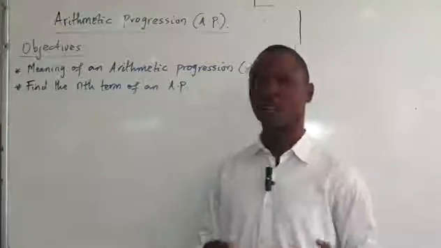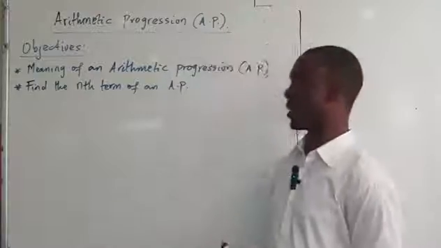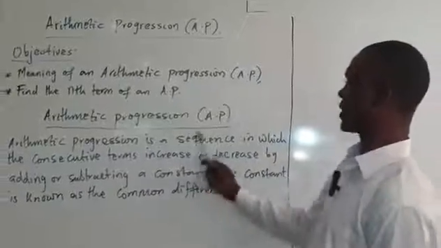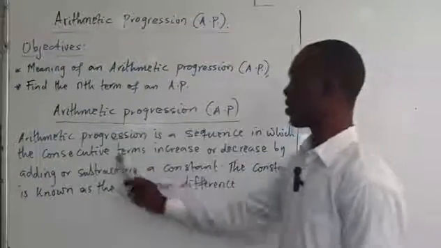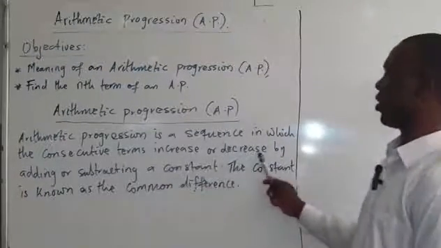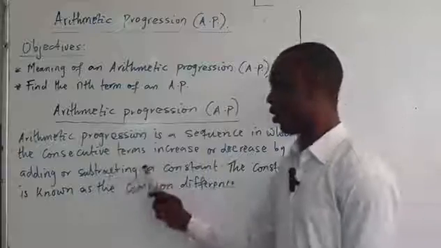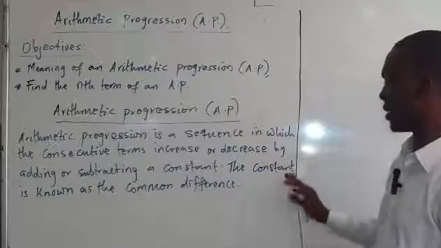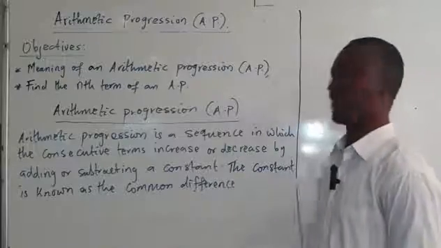So let me take the note of the arithmetic progression learning. The definition of an arithmetic progression is a sequence in which the consecutive terms increase or decrease by adding or subtracting a common or a constant. That is, the constant is known as the common difference.